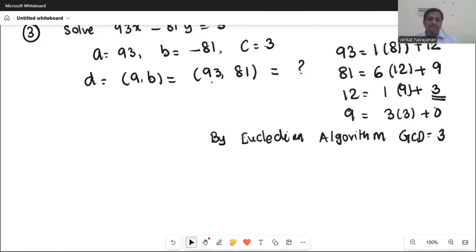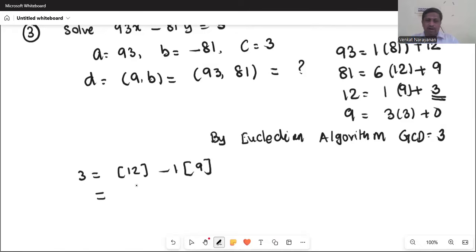So once again, we write the GCD as a linear combination of 93 and 81. We can identify the initial solution for the given problem. Now, what is the GCD? The GCD for this problem is 3. Now, this 3 can be written as 12 minus 1 times 9. This is the first step.